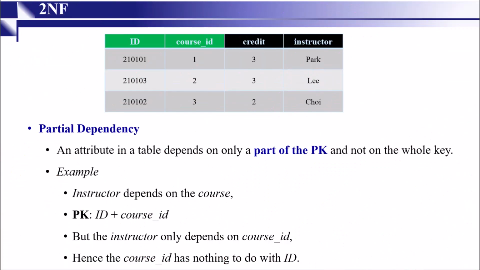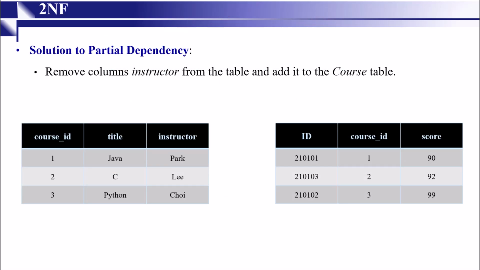Here is an example of partial dependency. Suppose a table has a composite primary key of ID and course ID. Both of them are part of the primary key. But the instructor attribute depends on only course ID, not ID here. This partial dependency violates 2NF because instructor does not rely on the entire key. To fix this, we would separate instructor into a table tied to course ID, ensuring all non-key attributes depend on the full primary key. So let's see how to resolve that.